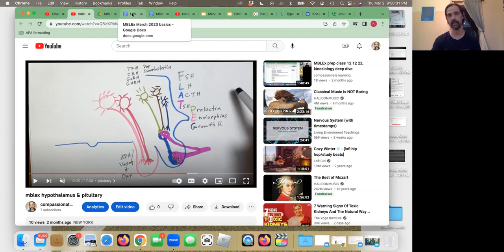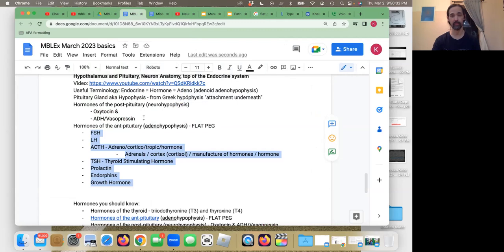It'll make it less intimidating, and maybe you'll be able to discern some things or pick out some things more easily during the test. And then oxytocin and ADH come from the posterior pituitary. I mean, you just have to remember it's oxytocin and ADH.